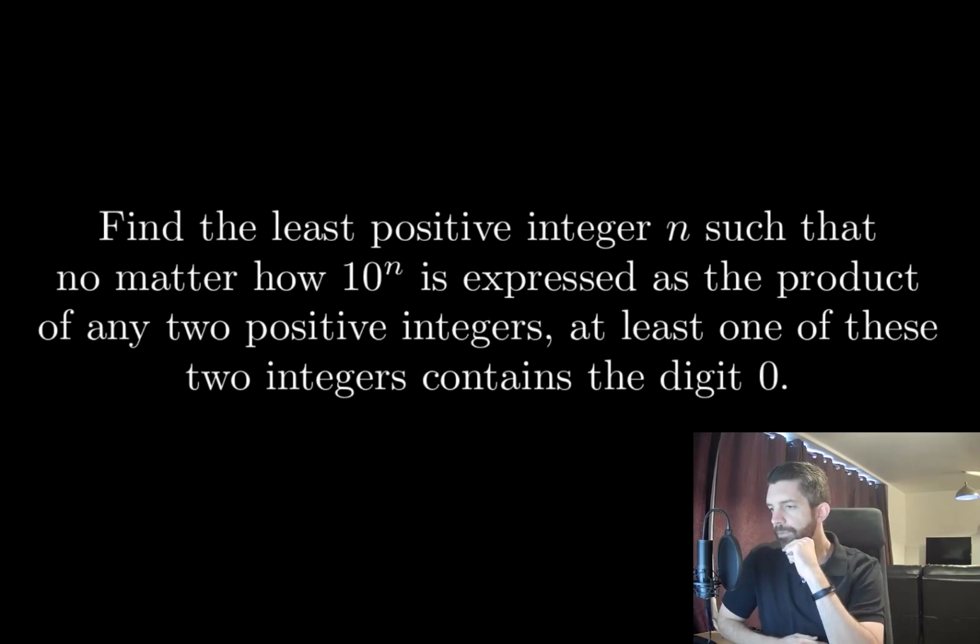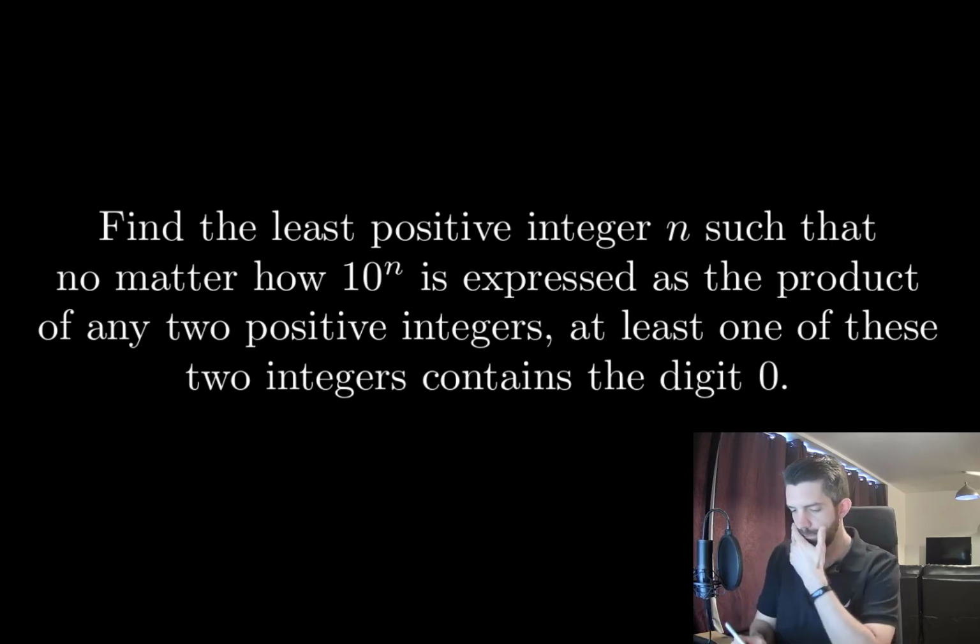Find the least positive integer n such that no matter how 10 to the n is expressed as the product of any two positive integers, at least one of these two integers contains the digit 0. Find the least positive integer n. So we're looking for the smallest power of 10 such that if you factor that number, at least one of the two factors contains the digit 0.